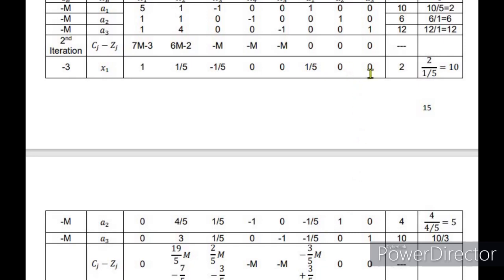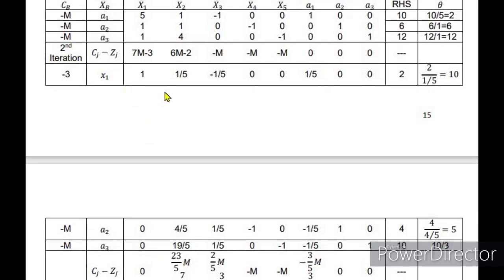0, just copy the original. Okay? Next, 2 times 1 is 2. Then subtract from the original, which is 6. So 6 minus 2 is 4. Okay? Now, for a sub 3, what number should we use to make an identity matrix?